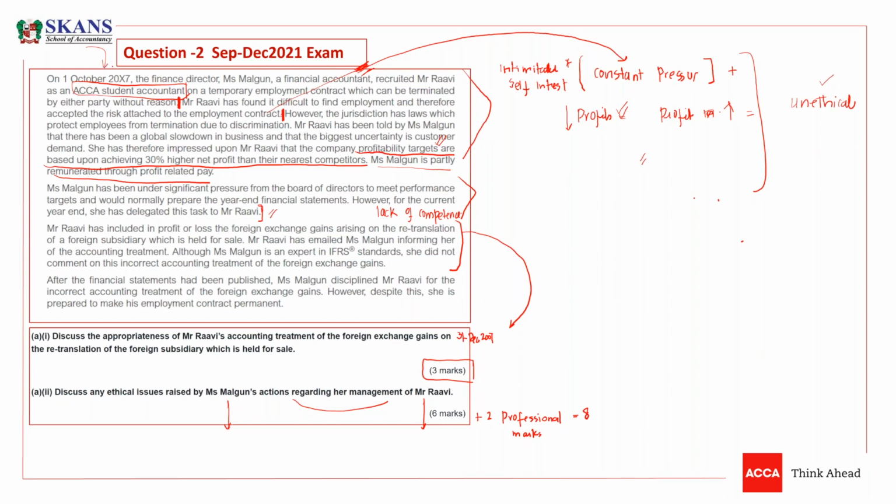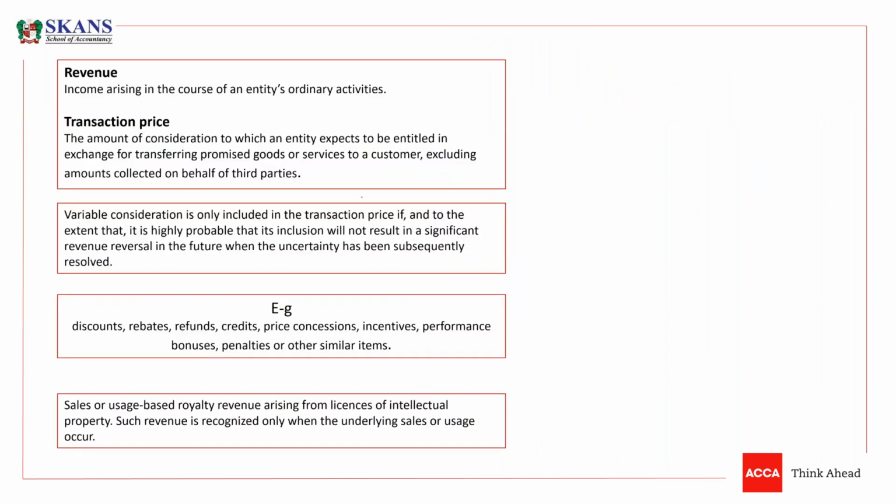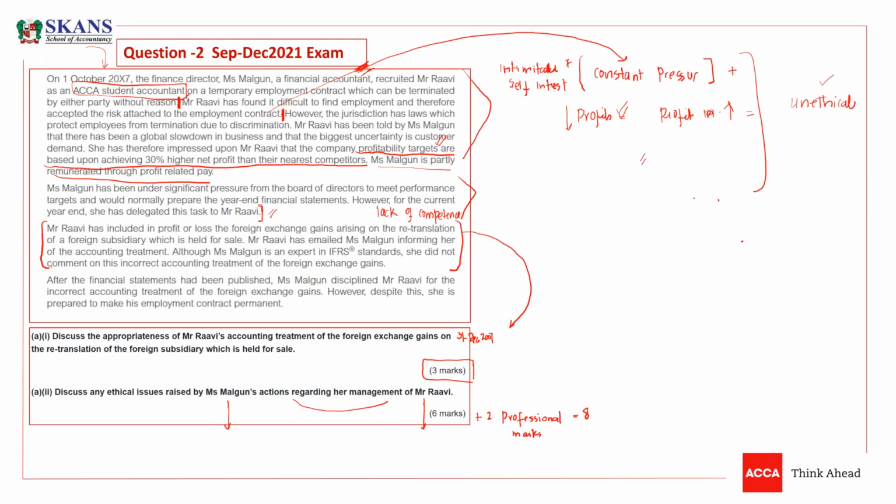So there is another issue as well. Miss Malgan is delegating this task to a person who is just an ACCA student. So there is a problem at the end of Miss Malgan as well. Mr. Ravi has included... So I just want you guys to read this paragraph and conclude whether the treatment by Mr. Ravi is acceptable under IAS 21 or not. So I'm waiting, guys. You just have 2 minutes, 1 minute to read this. So I'm waiting.